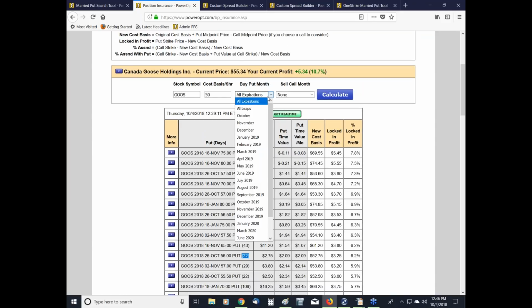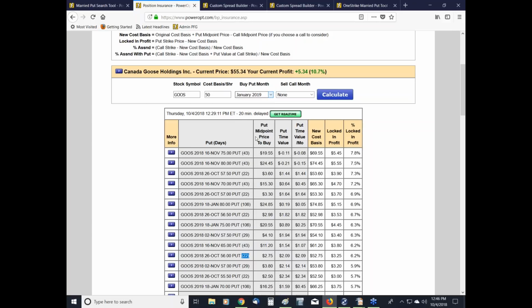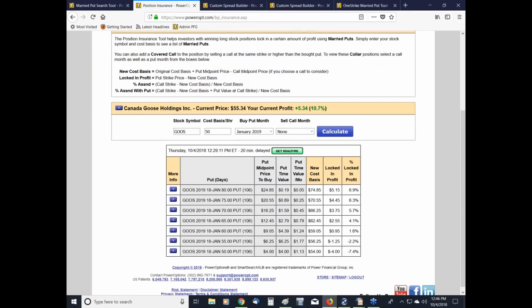We want to go further out in time. I want to go maybe to January, maybe to April, whatever's available. So let's just go to January, about 106 days out, I believe. Still a good reasonable time. You're probably staying in it for an extended period.